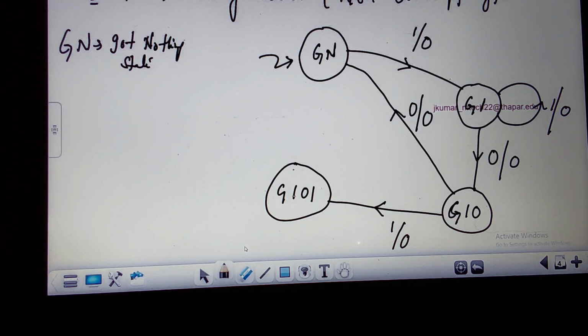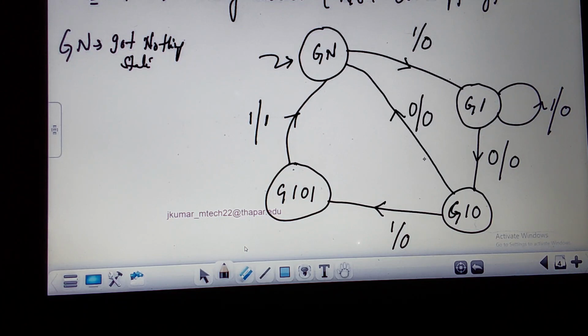Now how many bits have you detected? 1 0 1. Next, what bit do I need to detect? The last one. If this detects 1, which state is it going to? I'm talking about non-overlapping. If I detect 1, which state can I go to? It should go to the reset state. Now I detected my complete pattern. Correct? Detects 1. What is my output? 1. Did you understand?